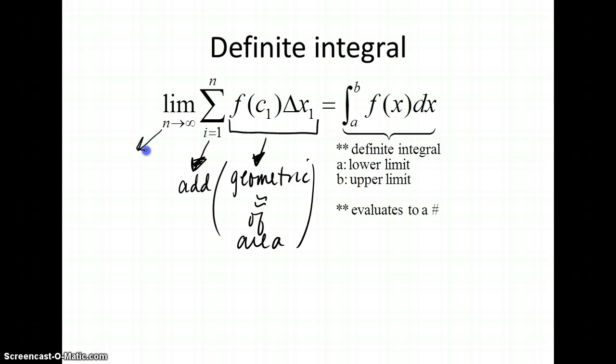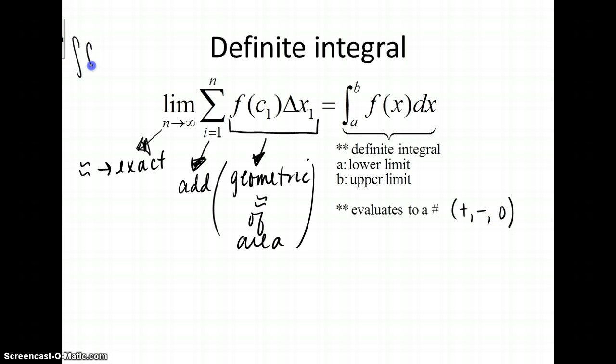Now what if we take the limit? As the number of approximations gets more and more and more, the limit makes the approximation become the exact area. And that exact area is what is known as the definite integral. So we set it up the same, the integral of f of x dx. Now notice we have boundaries as part of the integral. So a is the lower bound or lower limit, b is the upper limit, and the definite integral will evaluate to some number. That number can be positive, negative, or 0.